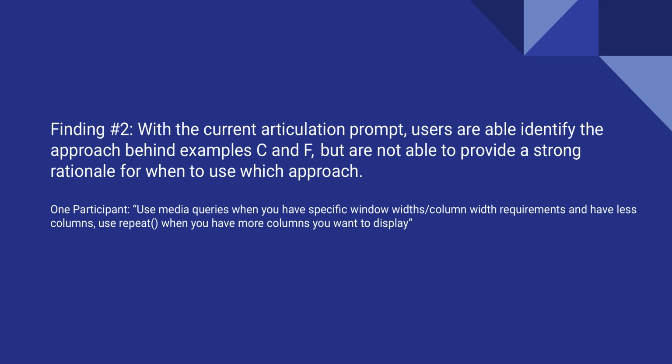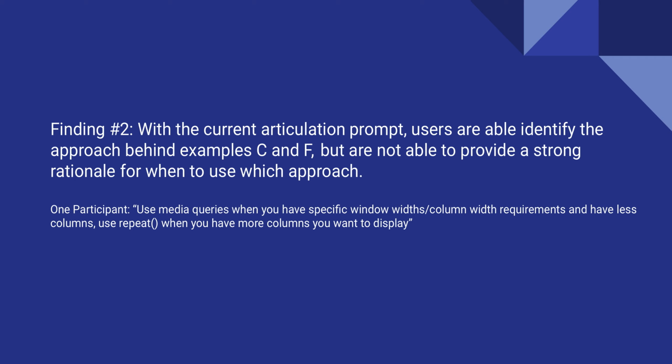Finding number 2 is that with the current articulation prompt, users are able to identify the approach behind examples C and F, but are not able to provide a strong rationale for when to use which approach. So this goes off the question where despite users knowing that example C is using media queries to code in a fixed number of columns for a certain width, and example F is repeating as many as possible dynamically, participants still have a relatively low level explanation when they're being asked the question of when to use which.